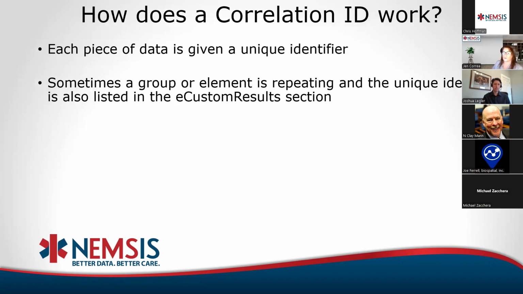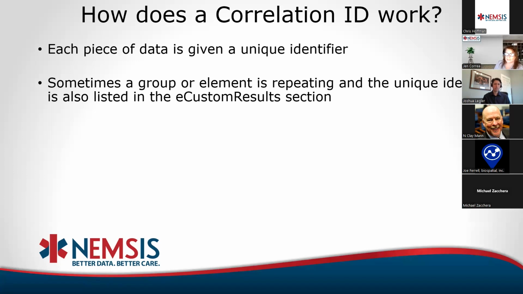And how does a correlation ID work? So this was the hardest part for me to grasp when I was learning about correlation IDs. So each piece of data is given a unique identifier. That's the correlation ID, right? And sometimes the group or the element is repeating and the unique identifier is also listed in the e-custom results section. And for me, when I was learning this, that was where I was kind of like, wait, huh, what?